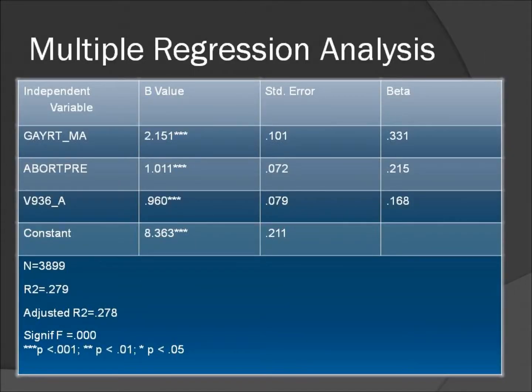Multiple regression analysis. After running our multiple regression analysis, the regression shows that our results were statistically significant and could not be due to a sampling error. The results also indicate that all three of our independent variables, gay marriage, abortion, and corporate taxation, have a positive influence on the liberal support in America. Gay marriage had the strongest effect with a b-value of 2.151 and a beta value of 0.331, while corporate taxation had the weakest effect with a b-value of 0.960 and a beta value of 0.168. The R-squared value of 0.28 indicates that our variables account for around 28% of variation within support for liberalism in America.